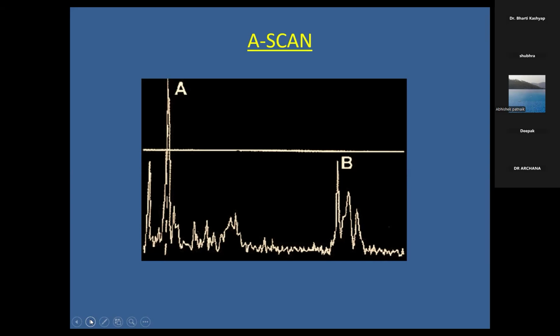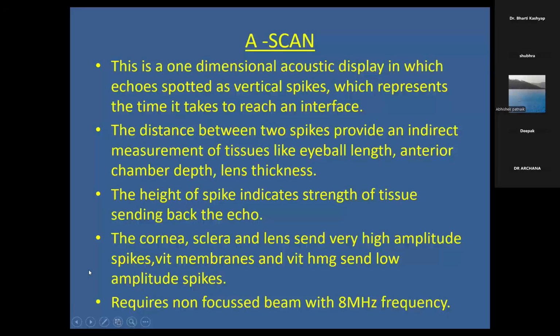As mentioned earlier, the A scan is a single-dimension acoustic display in which echoes are spotted as vertical spikes, which represent the time it takes to reach an interface. The distance between two spikes provides an indirect measurement of tissues like eyeball length, anterior chamber depth, and lens thickness. The height of the spike indicates the strength of the echo sent back by the tissue. The cornea, the sclera, and the lens send very high amplitude spikes. Vitreous membrane and vitreous hemorrhage, if present in the vitreous cavity, send low amplitude spikes.